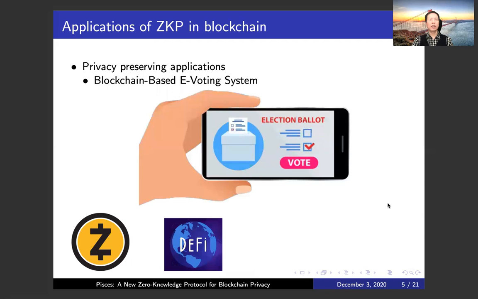Another example is the blockchain-based e-voting system. A big city in Japan has already used an e-voting system based on blockchain. The United States Postal Service has also applied for some patents about a blockchain-based e-voting system, and they are testing the system. Maybe in the next United States presidential election, they will use the e-voting system.